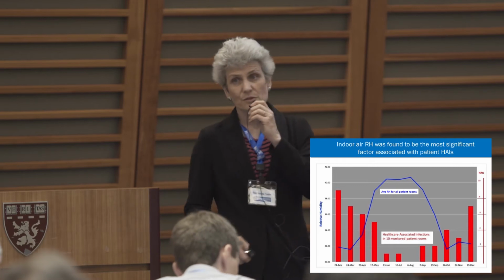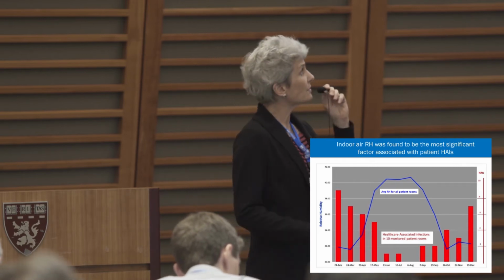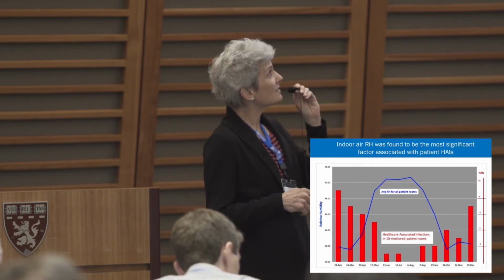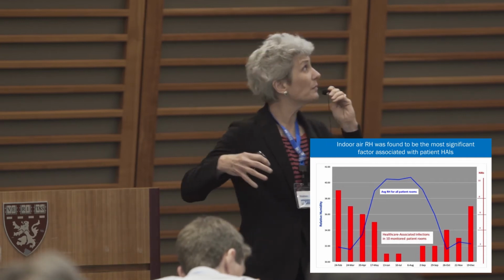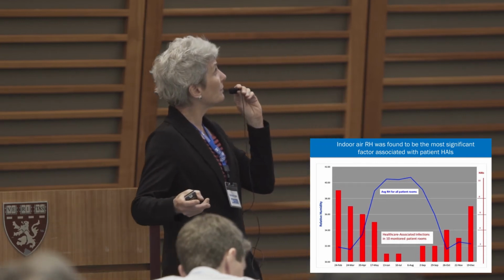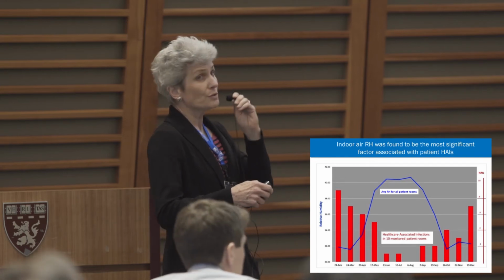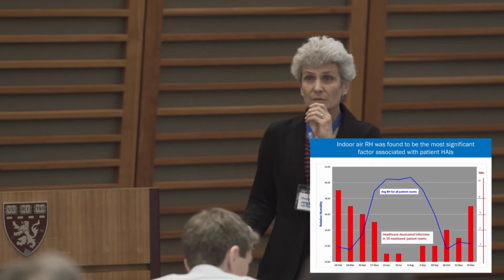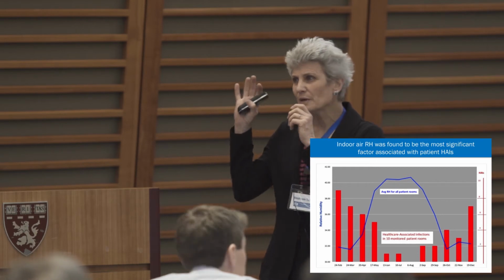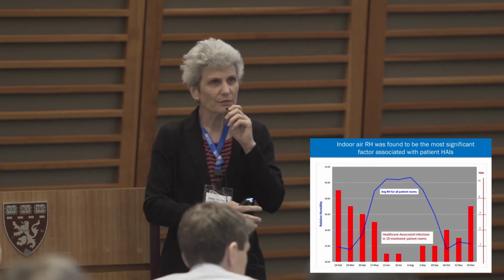So the red columns show the number of healthcare associated infections. And you can see the relative humidity only ranged from a little less than 32 to approaching 42. It made a big difference. We didn't believe this. We thought there's another confounding factor.